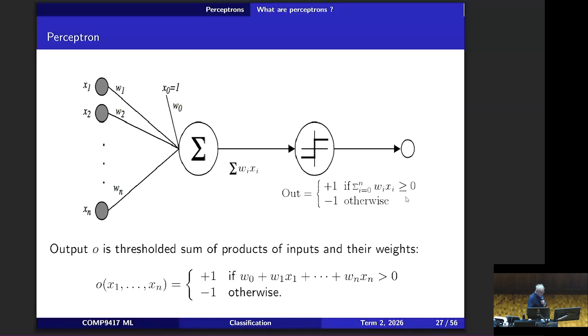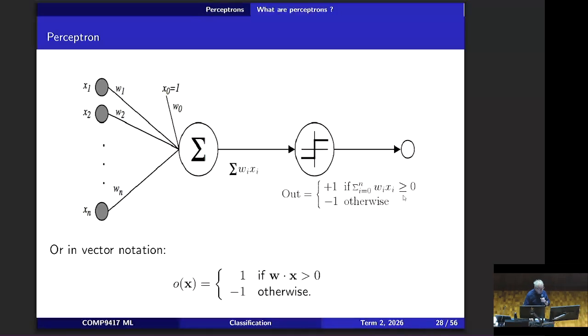I just noticed something interesting that I haven't noticed before. I've put greater than or equal to 0 in the diagram, and I've put strictly greater than 0 in the formula. I don't know why I did that, but I'll try and fix that for you. Okay, so in vector formulation, I've done it again. That was not good.